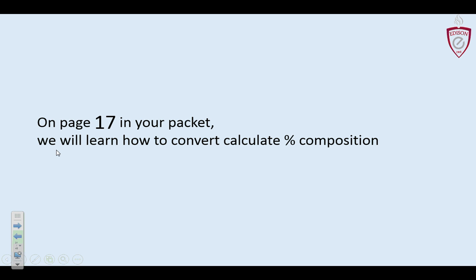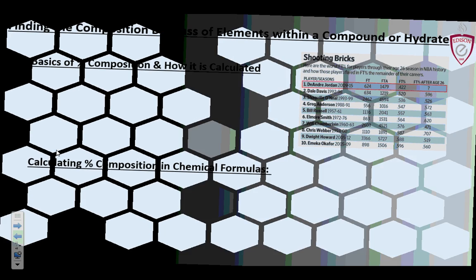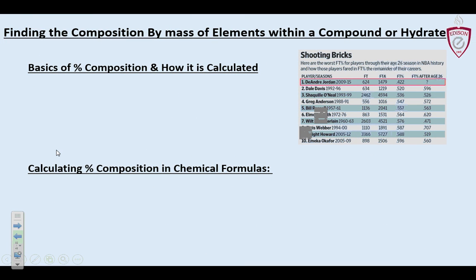Percent composition is a tool that we use to figure out chemical formulas. That's where we'll go with this eventually. It's also good to use for things like how much water was in a hydrate. We could do a lab like that, and we are going to do a lab of that.